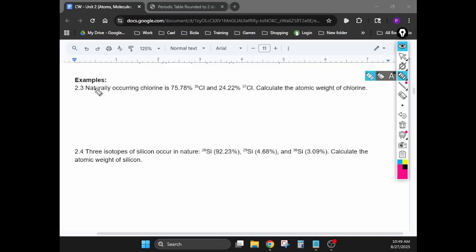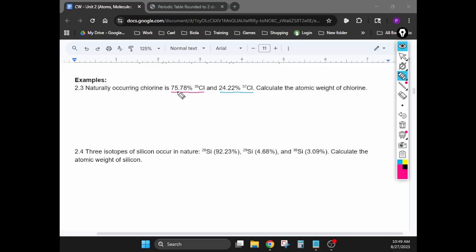All right, so 2.3 tells us that in nature, chlorine is 75.78% chlorine 35 and about 24.22% chlorine 37. And they want you to find the atomic weight of chlorine. Okay, so this is just kind of basic algebra, but I know it's been a long summer, so we're going to go over how to solve this.